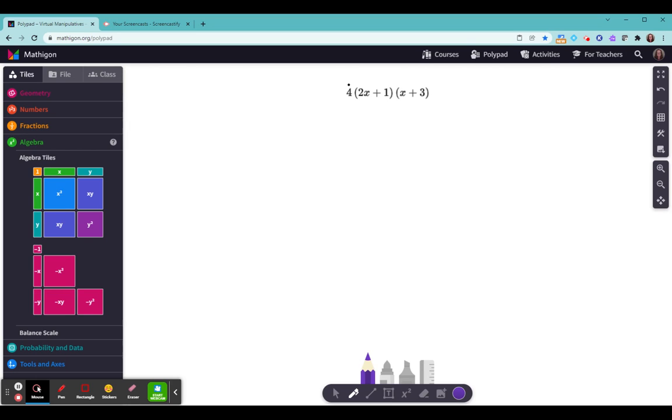So to do our 4 times 2x equals 8x, and then 4 times 1 equals 4. So that is our first step. This binomial we haven't multiplied yet, so it is staying the same. Nothing, we just rewrite it.